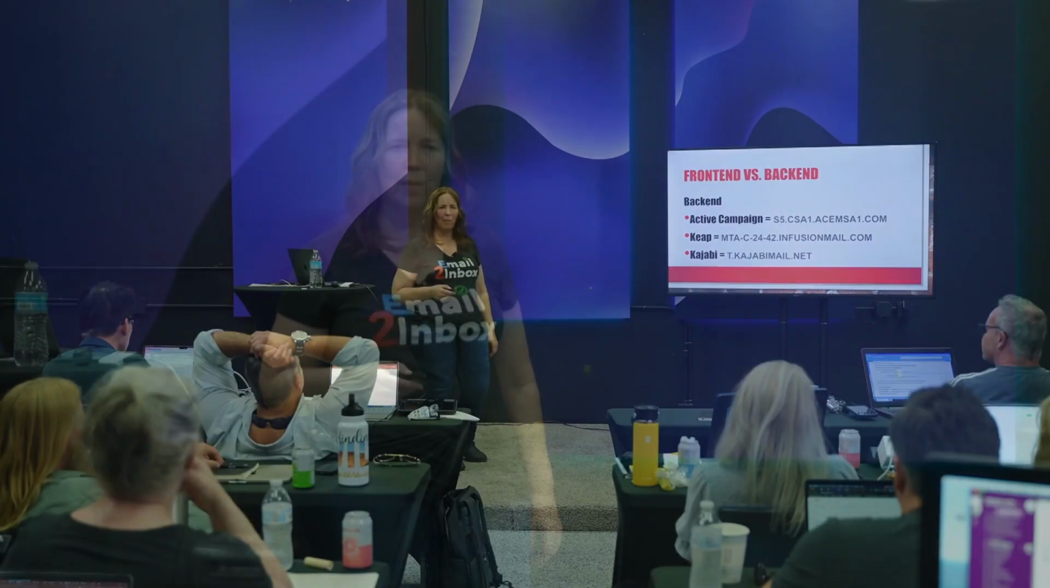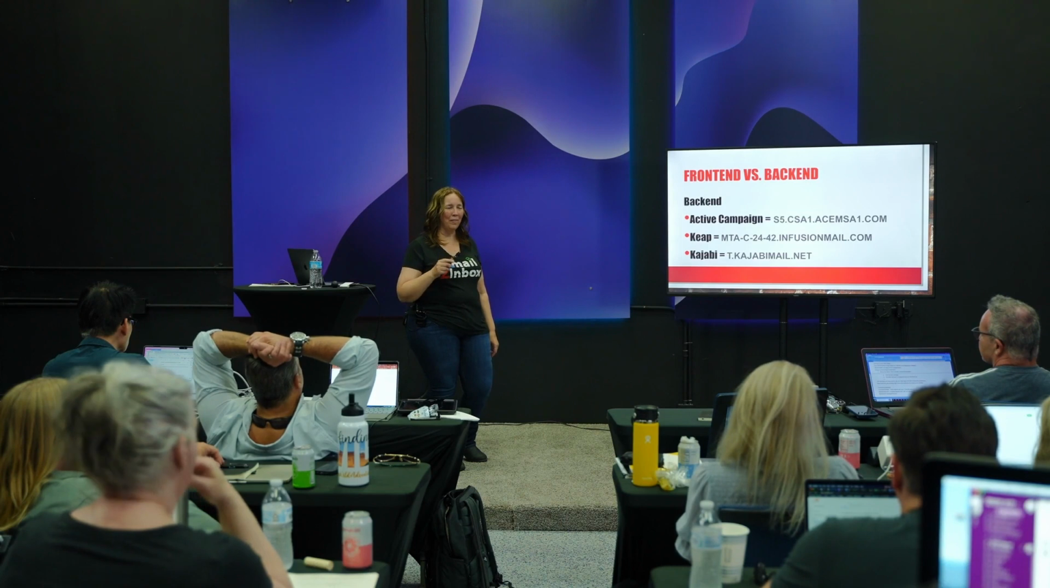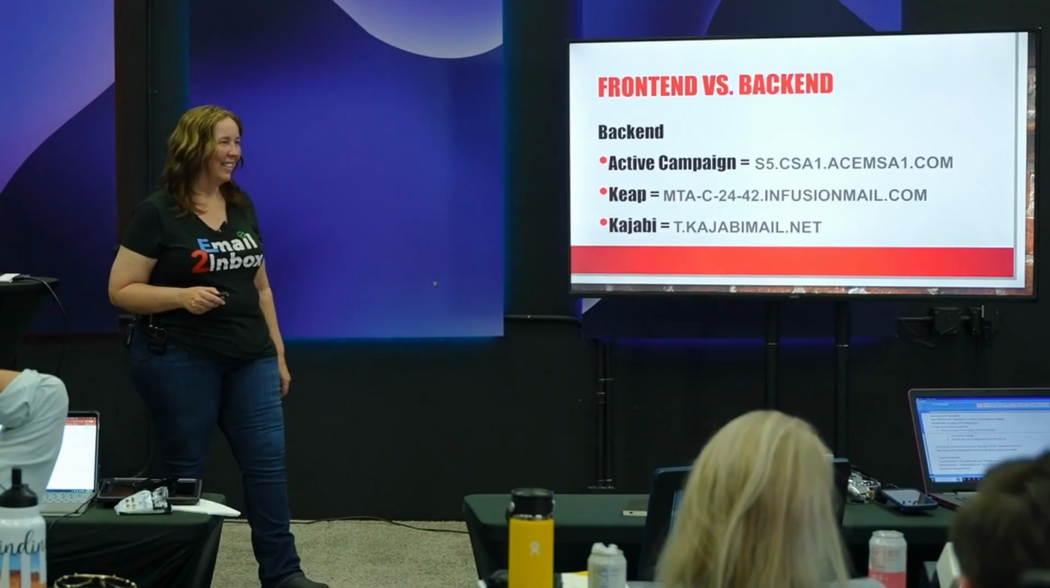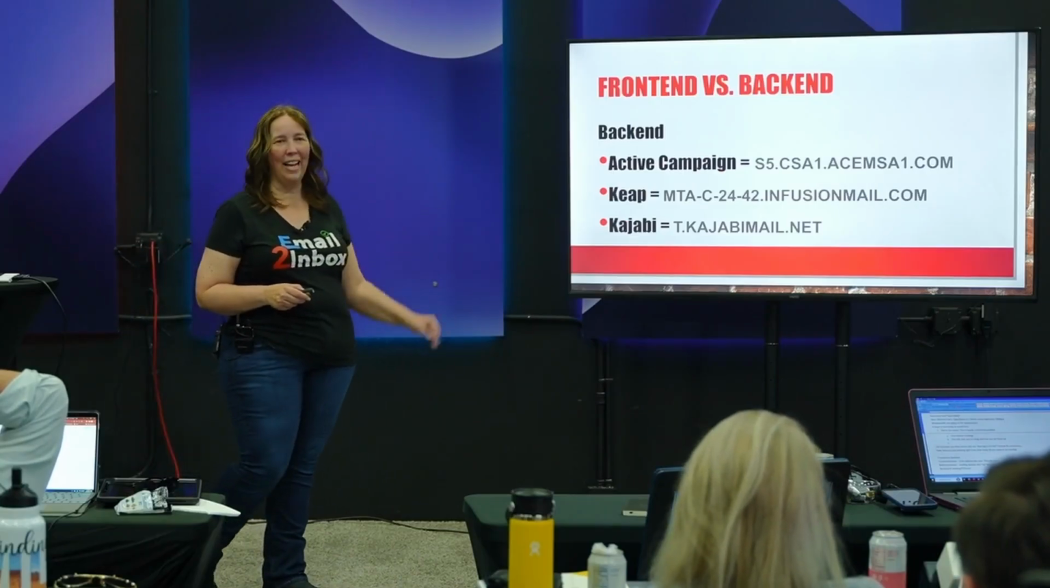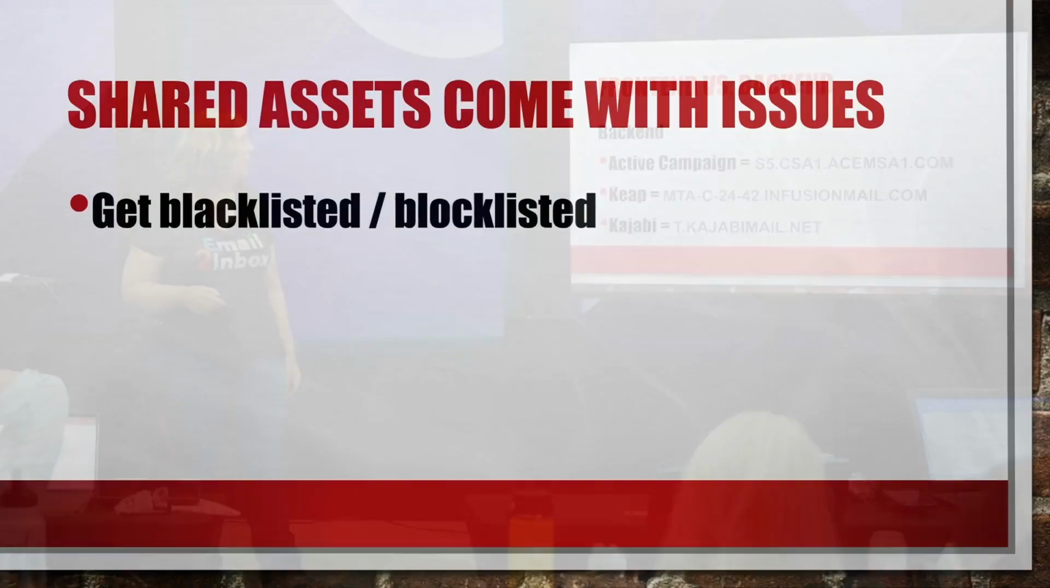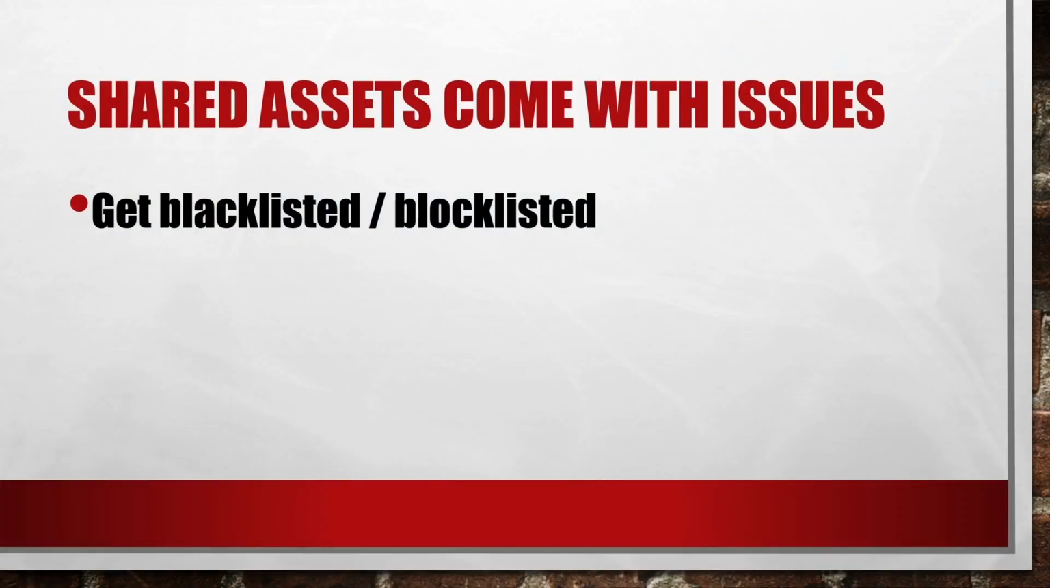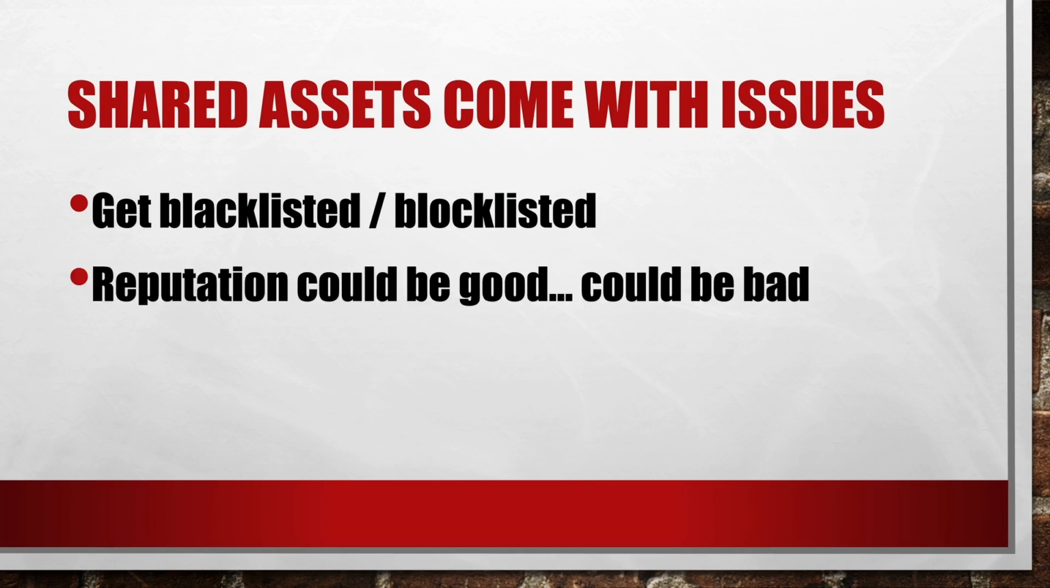You ever notice in your email account, like in ActiveCampaign or something, you might have good numbers and then you didn't hit good numbers on that one today for some reason? Maybe it's not your email. Maybe it was the flavor of the day, right? Maybe it was the domain they had you on for that send. Who knows? Now, shared assets also come with other issues. They get blacklisted or blocklisted. The reputation could be good. It could be bad. From one moment to the next, who knows?